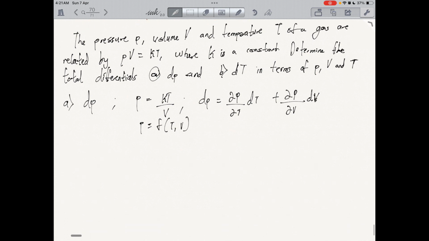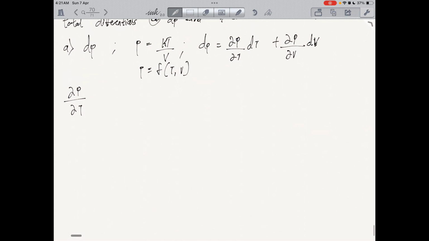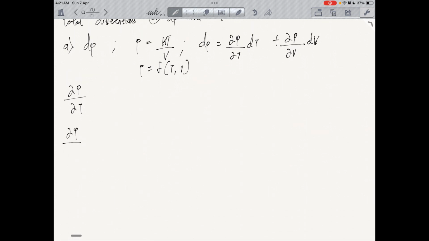We will now be required to evaluate ∂P/∂T and also ∂P/∂V. Now ∂P/∂T of KT divided by V: we keep K over V as a constant, and we have a partial differential with respect to T of T, and that is K over V multiplied by 1, which is K over V.